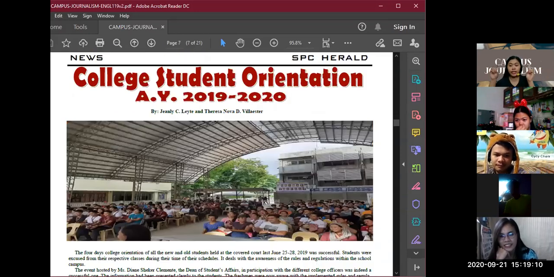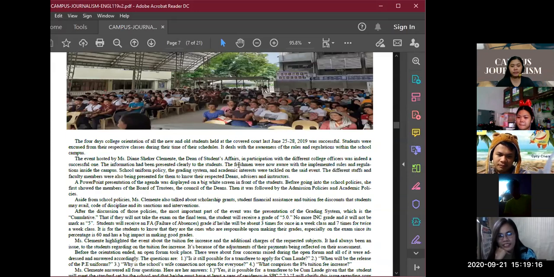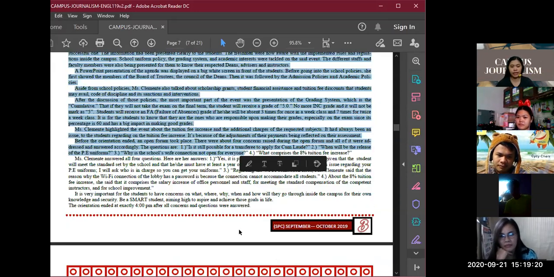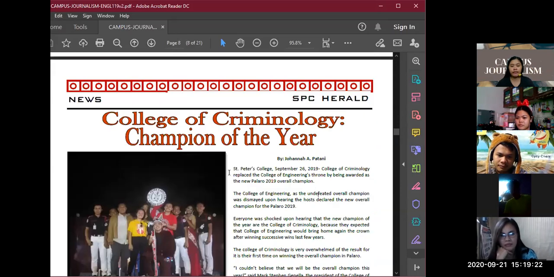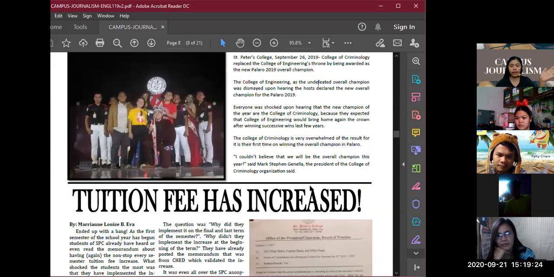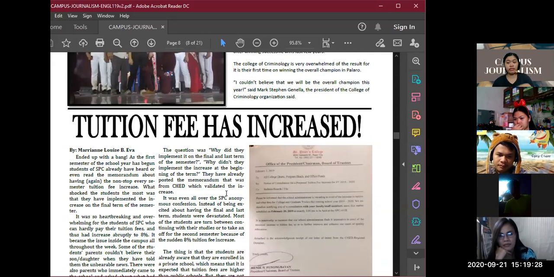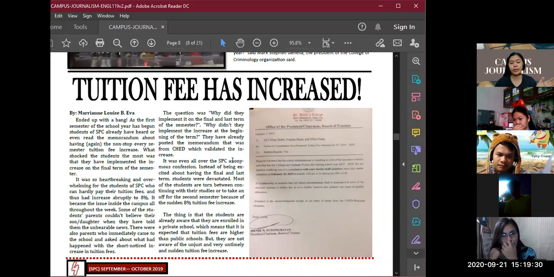We also have here the news about the college orientation of that semester. You can see there is a picture, and below it is the article. We also have the champion of the year of the Palaro. We also mentioned the news about the tuition fee increase, because some students say that they don't know about it. So it was written about.